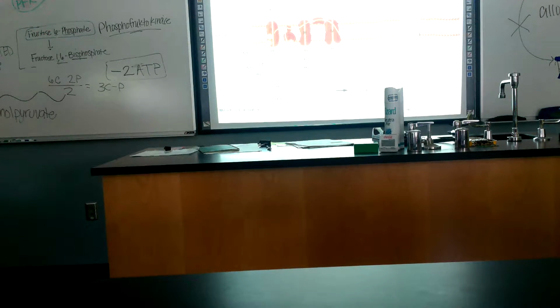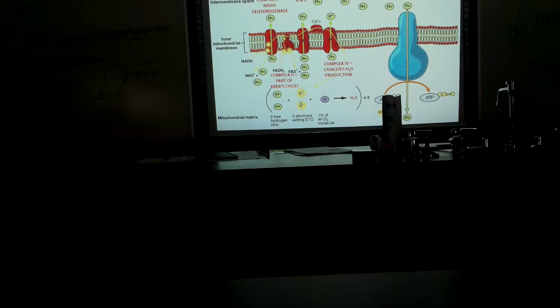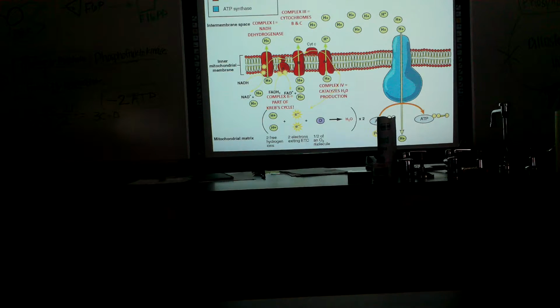Here's a picture if you want to follow along with your video. These are protons, positive charge. You can see our negatives are hanging out down here. So just keep that in mind as we watch this video.